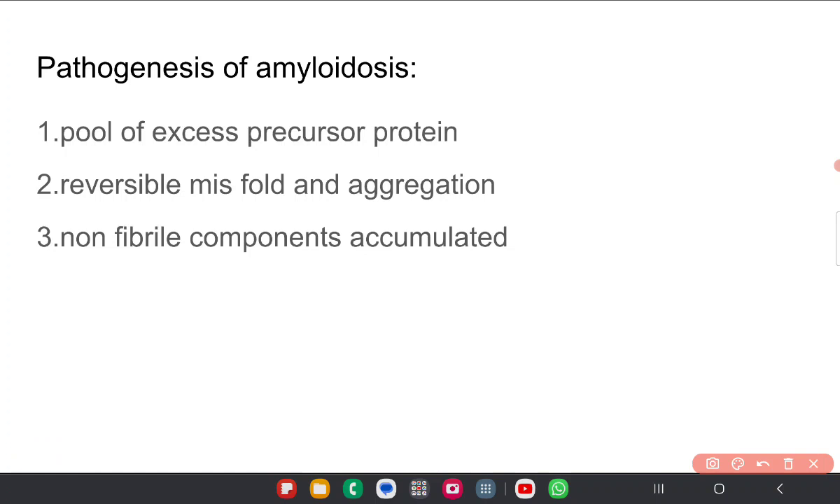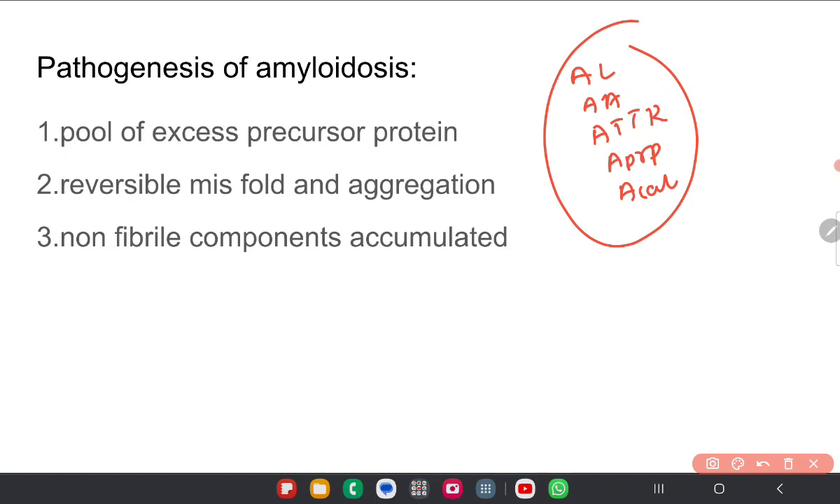So here, the pool of excess precursor protein, like we already discussed about AL, AA, ATTR, APrP and ACal. These are nothing but precursor proteins. These are already formed, and reversible misfolding and aggregation leads to aggregation in various parts of the body.